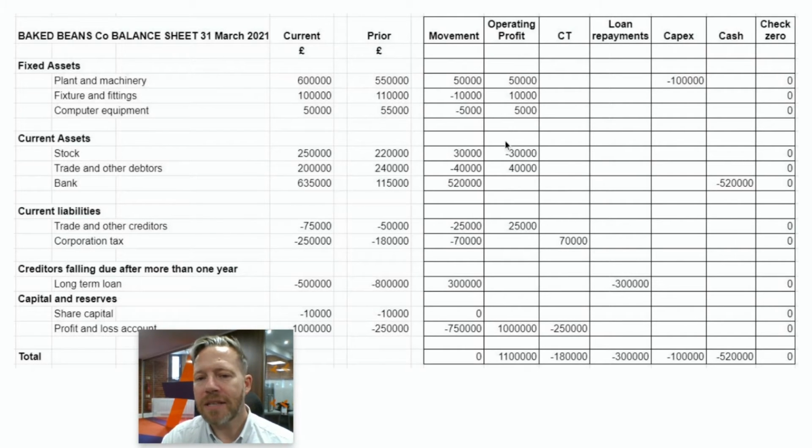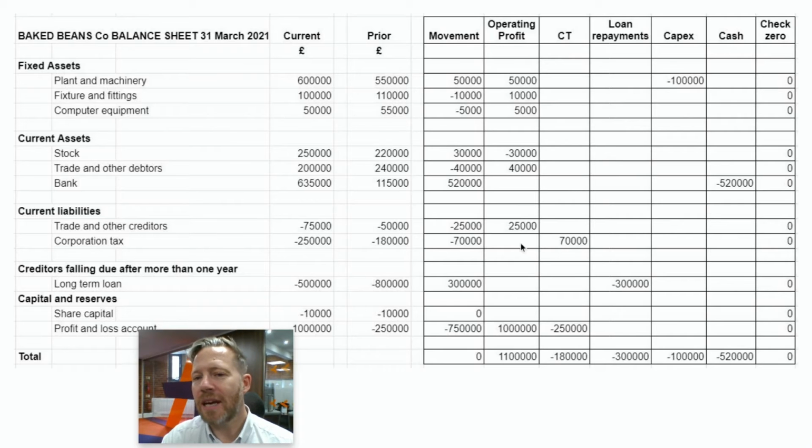Now let's deal with the current assets and the current liability movements. We've got timing issues and they relate to the operating profit. This is when we pay for items compared to when they appear in the profit and loss account. So here we've got an increase in stock of £30,000 and we've got a decrease in debtors of £40,000. They're timing issues that relate to the operating profit column. We've also got £25,000 increase in trade creditors, a timing issue. Again, it's in the operating profit column.